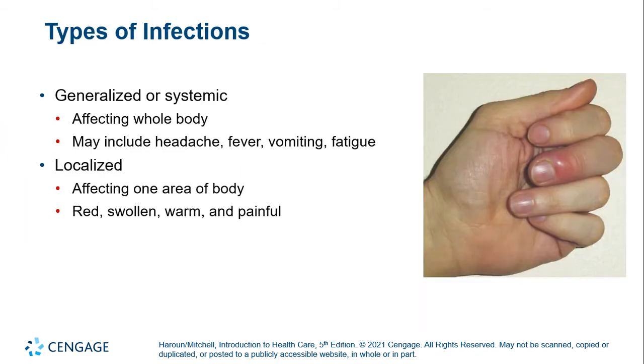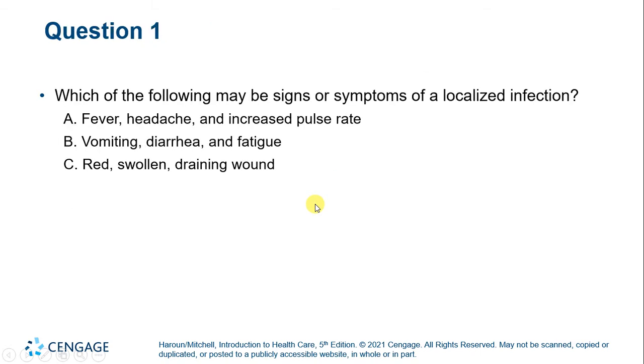There are different types of infections, generalized versus localized. Know the difference. And one of the key differences involves the signs and symptoms. Since a generalized infection affects the whole body, we see signs and symptoms like headache, fever, vomiting, whereas a localized infection affects one area of the body, so we might see heat and pain and swelling.